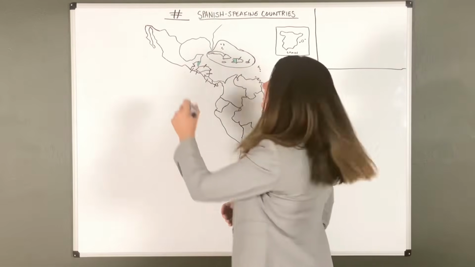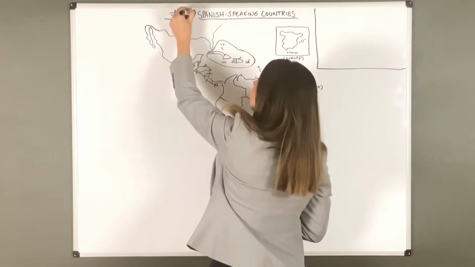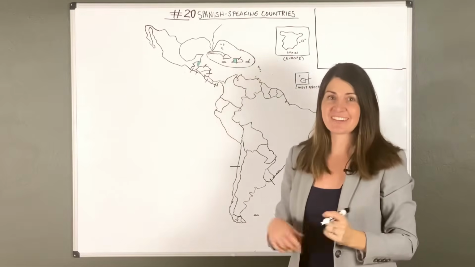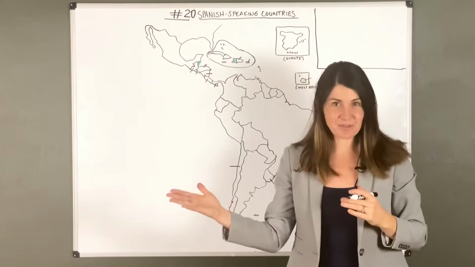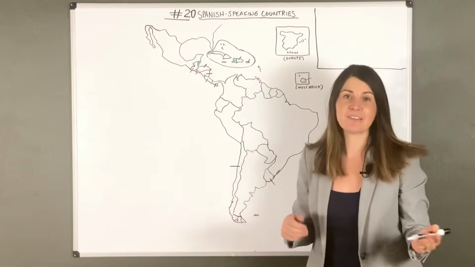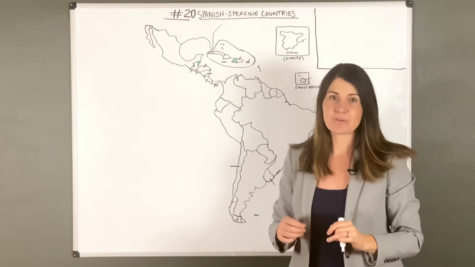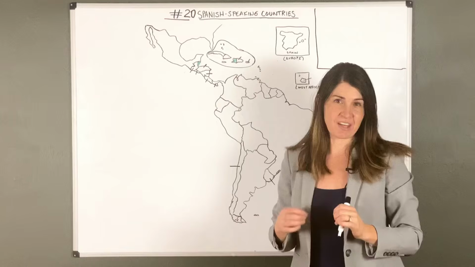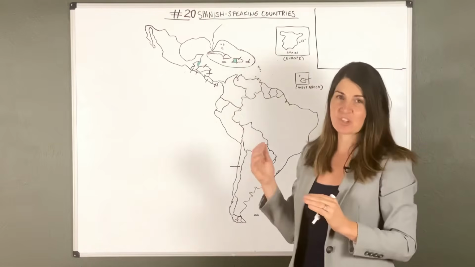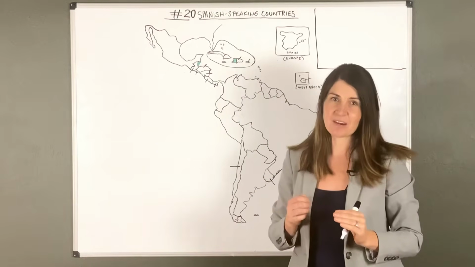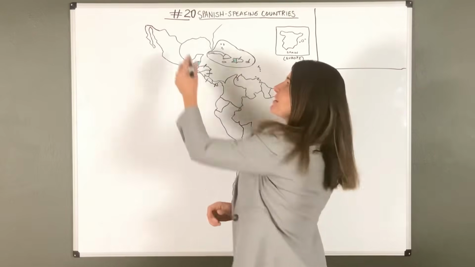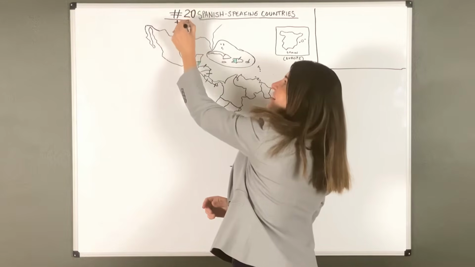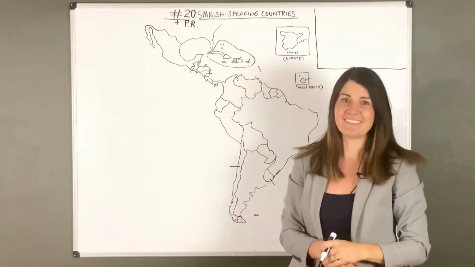If you wrote 20, you're partially correct. Sometimes you hear the number 20, sometimes you hear the number 21, and the reason for that is because Puerto Rico is one of the Spanish-speaking regions of the world, but it is not an official country. It is a U.S. territory. So 20 Spanish-speaking countries plus Puerto Rico.